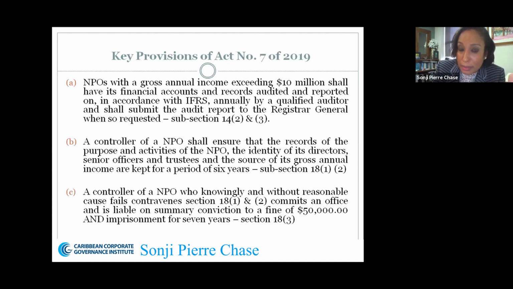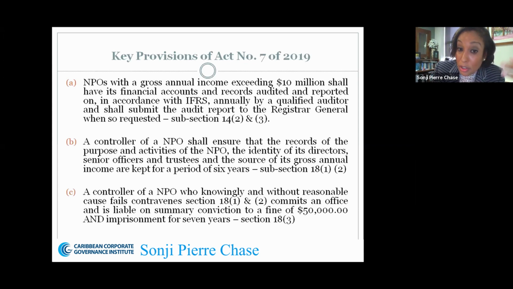So your NPO has to be receiving an income. You remember we talked about what is the gross income, right? Gross income exceeding $10 million to have your accounts audited annually using the IFRS standards and submitting that audited report to the FIU. So you can't just say audit. You can't say it and you don't do it. You have to actually submit the audited report to the FIU. And of course, each action has a consequence. So failure to do it leads to a certain consequence.